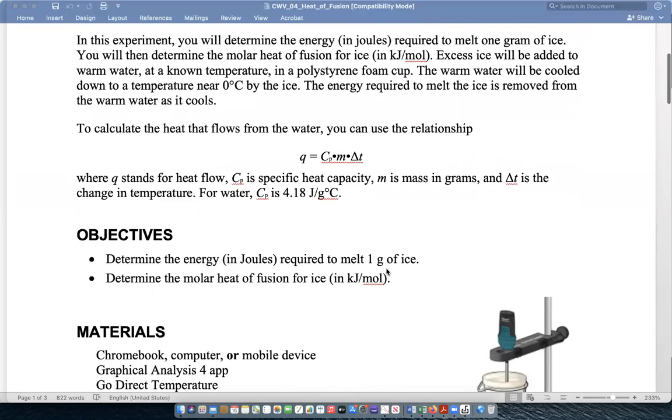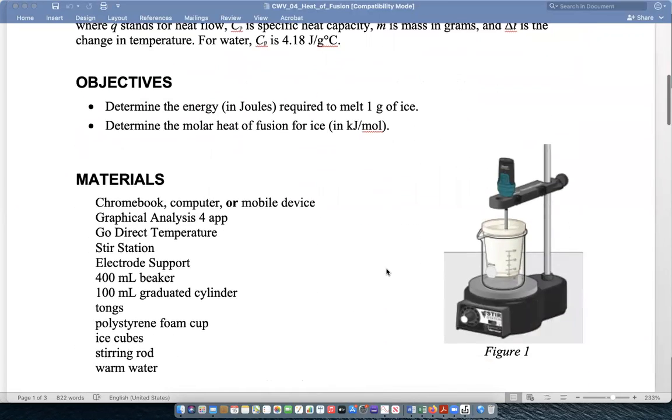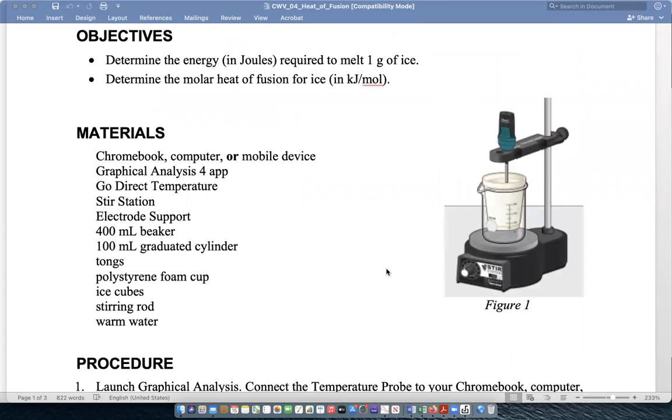So our objectives for this experiment are to determine the heat energy change in joules to cause 1 gram of ice to melt. Then we'll calculate the units in kilojoules per mole to cause that ice to melt. So instead of 1 gram of ice, a mole's worth of H2O as a solid is going to be 18 grams that you're melting.